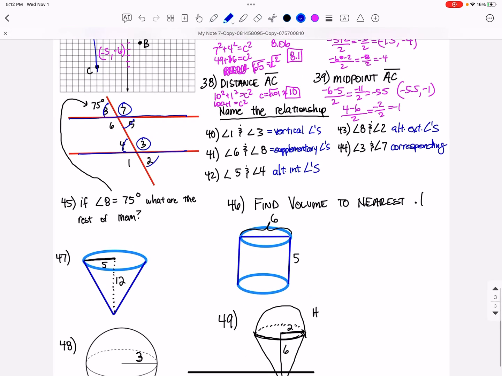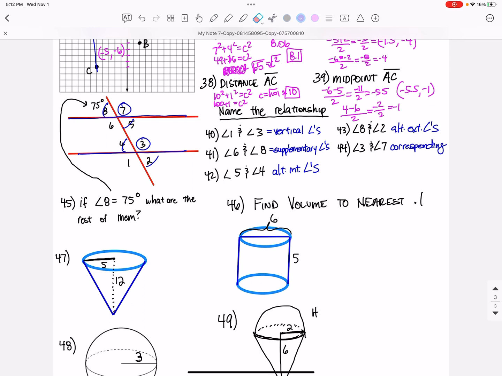If angle 8 is 75 degrees, then 7 makes a straight line with it, so it must be 105 degrees because they're supplementary angles. 5 is a vertical angle with 8, so that's 75. 4 is corresponding with 8, so that's also 75. 2 is alternating exterior, so that's 75. So all the other ones are 105, 105, 105, 105.